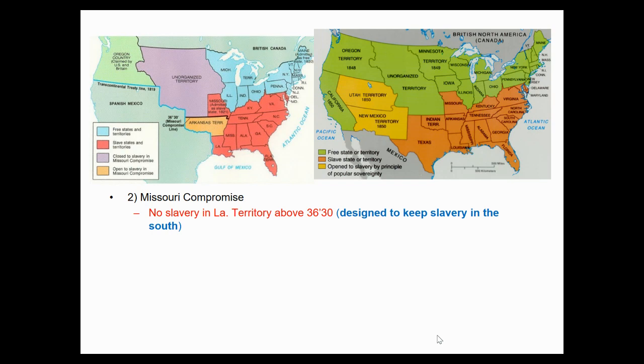But the other agreement was this issue of 36°30′, which in the purple area in the map in the upper left-hand corner, no slavery would ever be there. So it was designed to keep slavery in the South, and all the South got out of it was the Arkansas Territory, a small little piece of territory.